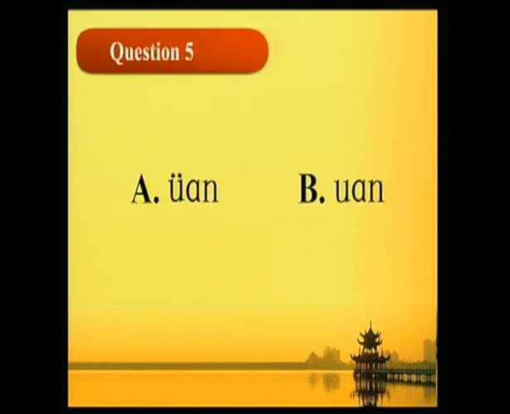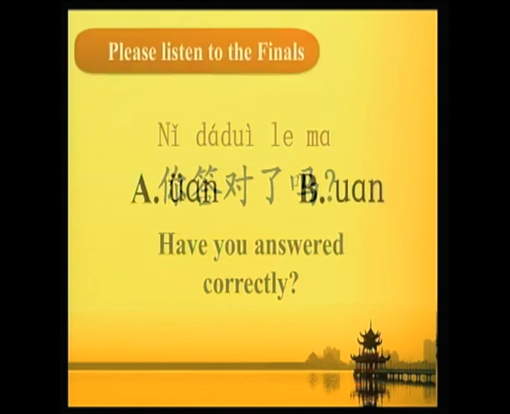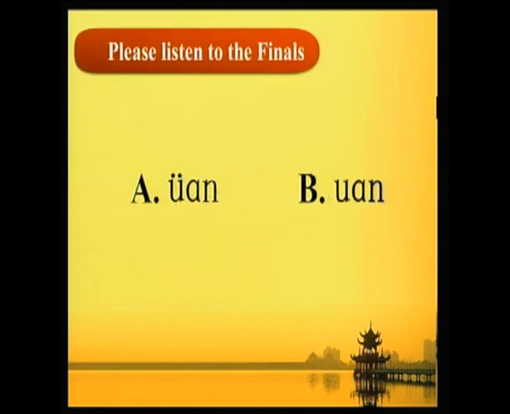Question 5. Yuan, yuan. The correct answer is A. Yuan, yuan. 你答对了吗? Have you answered correctly? Please listen to the finals. Yuan, wan.